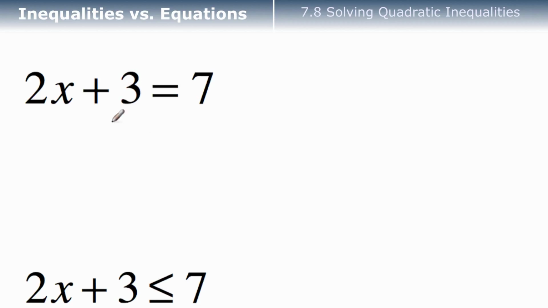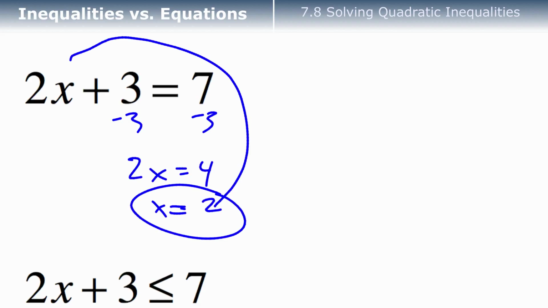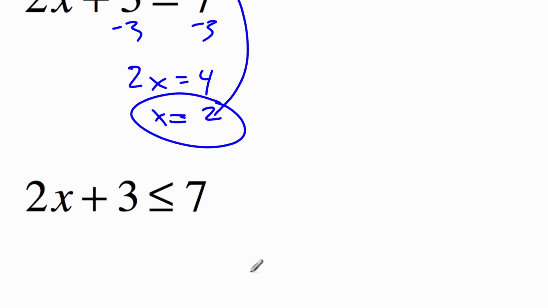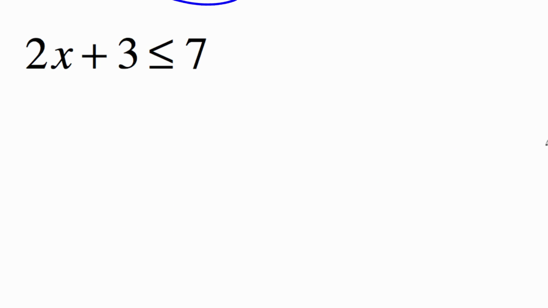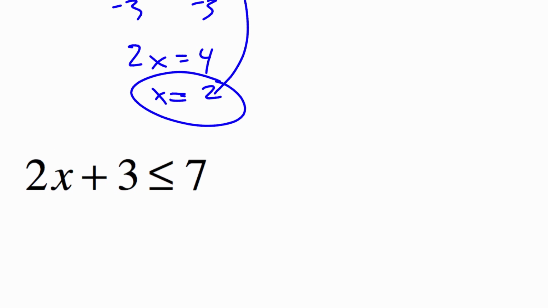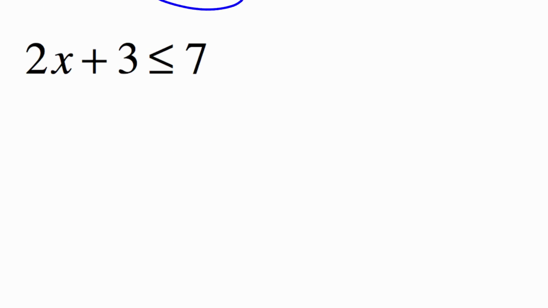If I were to solve this equation, I'd subtract 3 from both sides, I'd get 2x is equal to 4. Divide both sides by 2, I get x is equal to 2. And that's the number that I could plug in there that would make this statement true. If you have an inequality, you get more than one answer. Like you could have a lot of answers that could solve that.